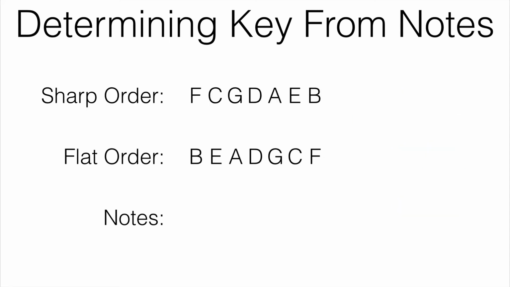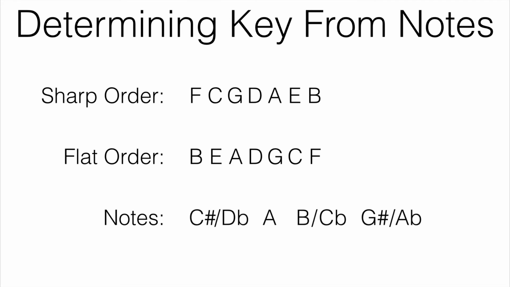Our list is C sharp or D flat, A, B or C flat, and G sharp or A flat. Sometimes when we create a list, we're not sure if we should call the note by its flat or sharp name, so we need to list both options.